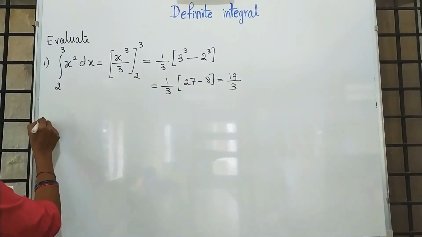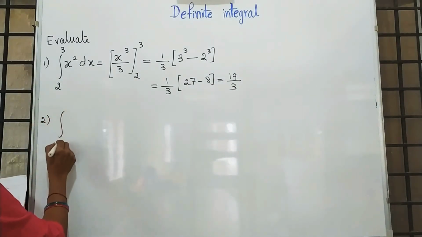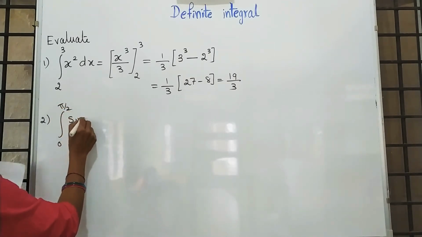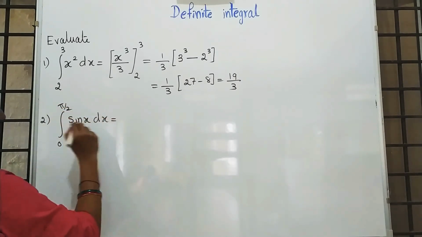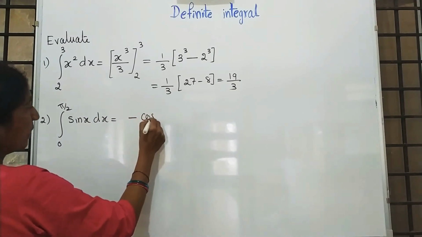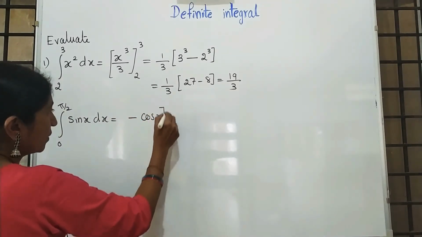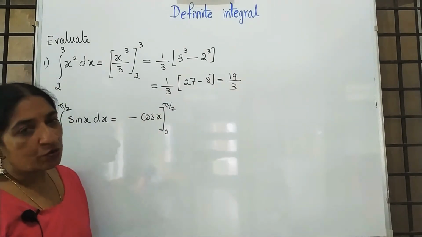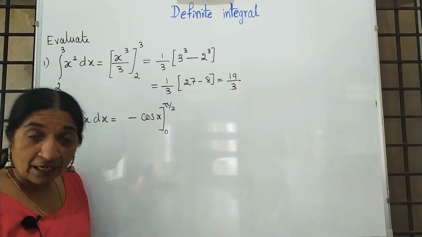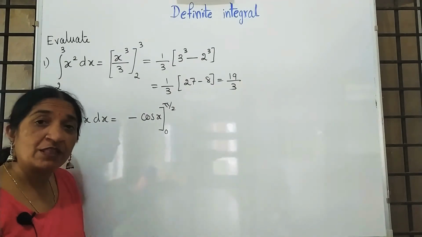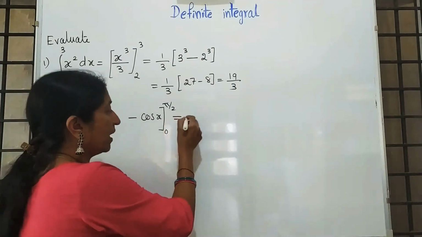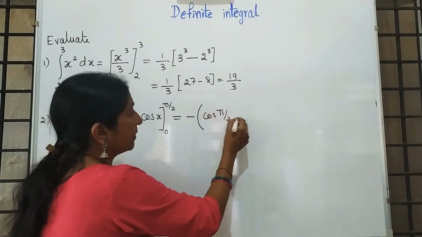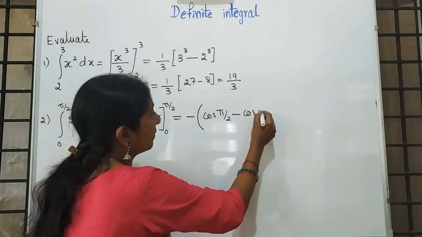Moving to the next question, second one. Integration from 0 to pi by 2 of sin x dx. Integration of sin x is minus cos x from 0 to pi by 2. If you write the bracket on only one side, it is also understood that you are writing the definite integral with the limits. And I took the minus outside. First I am writing the upper limit, minus, then the lower limit.